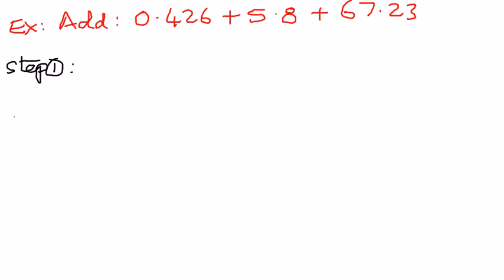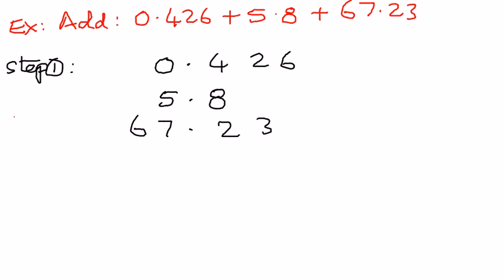The way we want to express the solution is in these different steps. First step, we will arrange the numbers vertically so that the decimal points are on a vertical line. So 0.426, that's the first number, 5.8 is the second number, and then 67.23 is our third number, and we want to add these numbers.